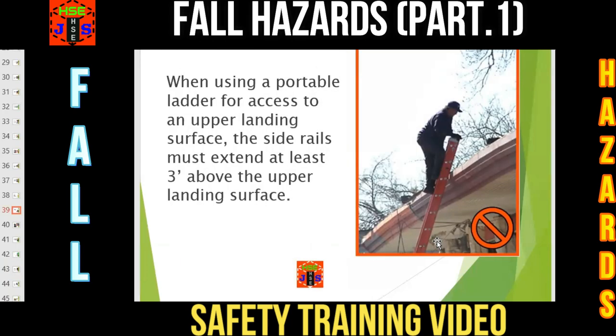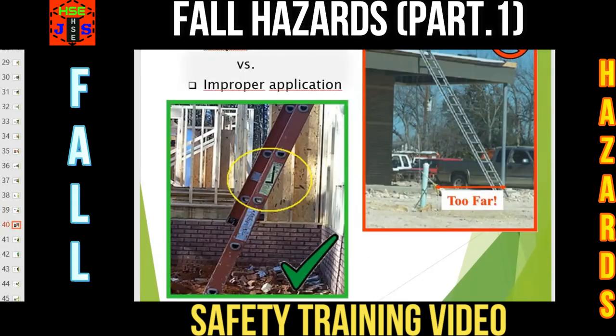When using a portable ladder for access to upper landing surface, the side rails must extend at least 3 feet above the upper landing surface. Once ladders are being used at your work site, you have to look at proper usage versus improper application.